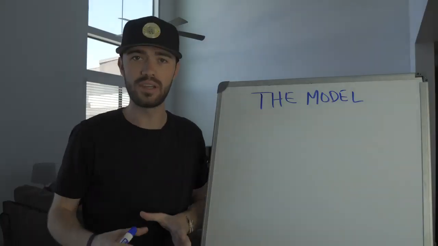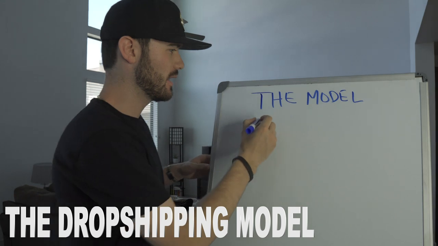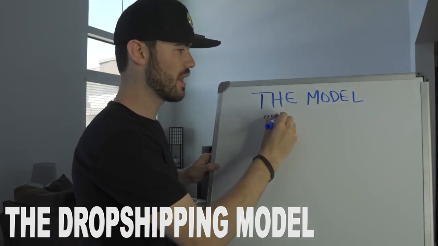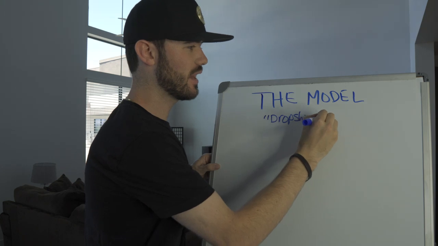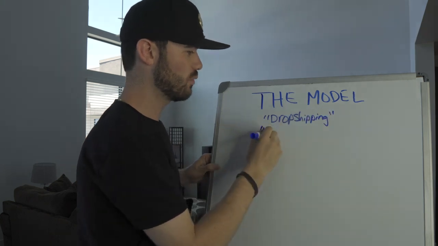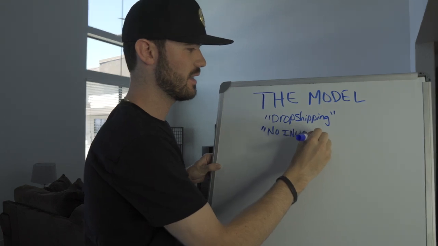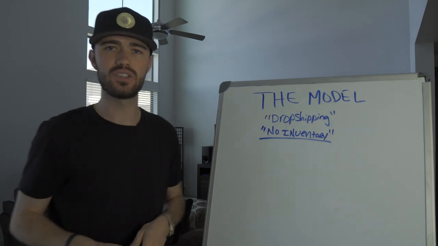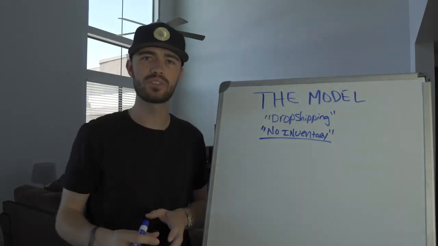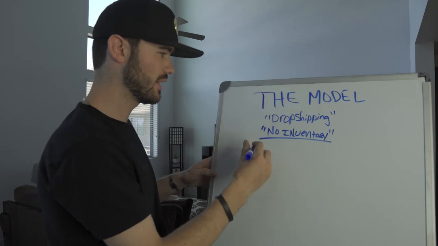So for the first segment of this video, I want to talk about the model that we're using to make money. What it's called is drop shipping. If you've never heard of drop shipping, the major advantage to drop shipping is that we don't have any inventory, okay? That is the major advantage to the model. And so what we want to focus on today is how does this all work? So I'm going to give you a very simple example.